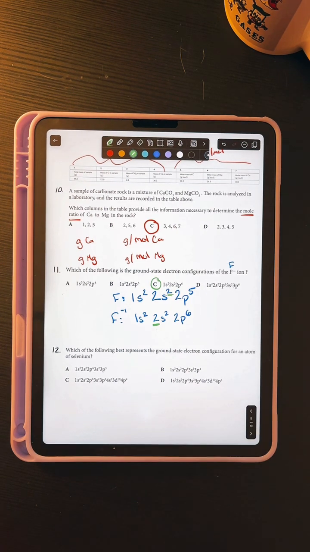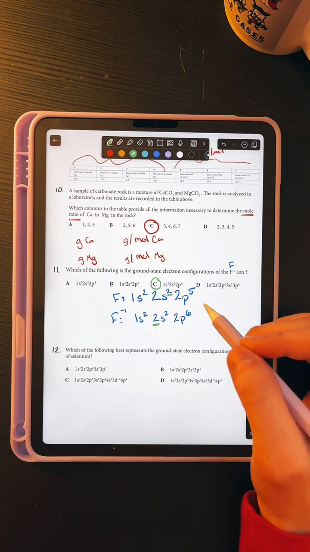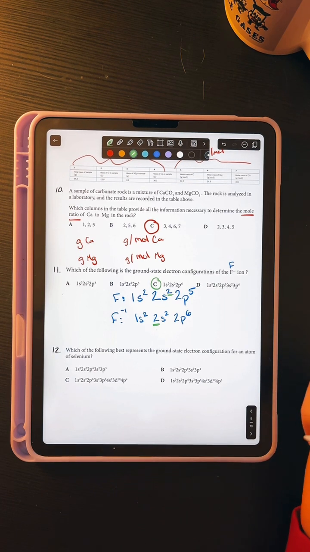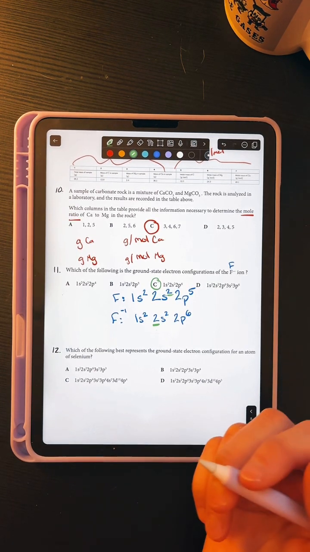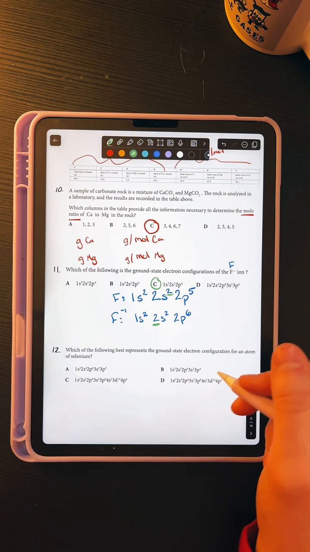But when we're talking about an excited state, we'll go over an excited state in a little bit, but I'll quickly talk about it here.